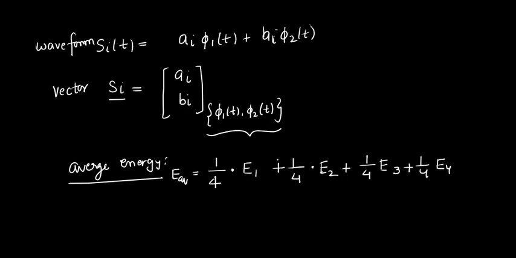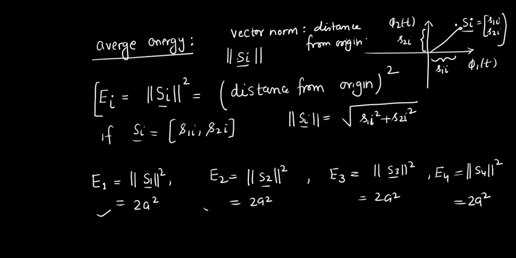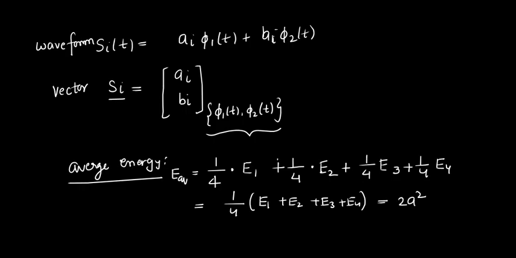This is called average energy. So, in our case, what is the average energy of this constellation? The average energy of this constellation is 2a square, because we have put E1, E2, E3, E4 here. Understood? Yes or no?